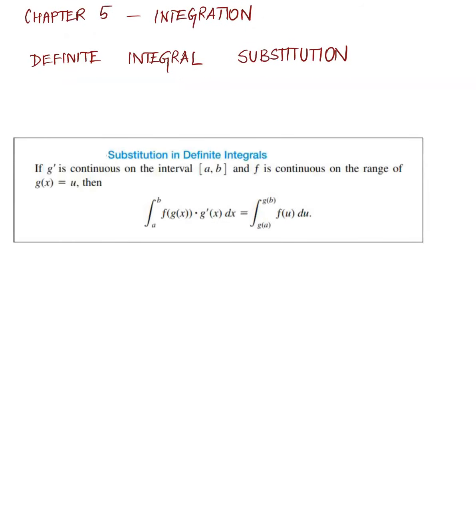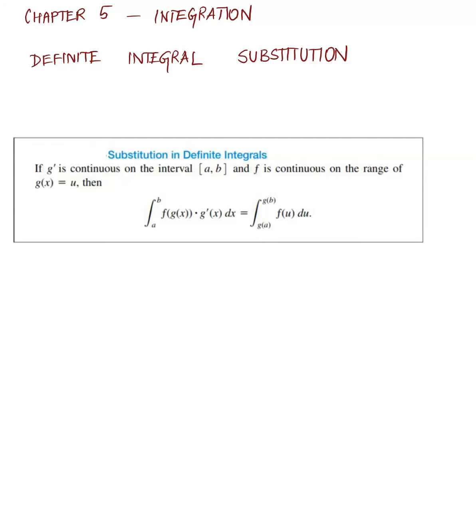Here is the definition. If g prime is continuous on the interval [a, b] and f is continuous on the range of g of x equals u, then the integral from a to b of f of g of x, composition, times g prime of x dx is the integral from g of a to g of b of f of u du. Okay, I know it sounds confusing.